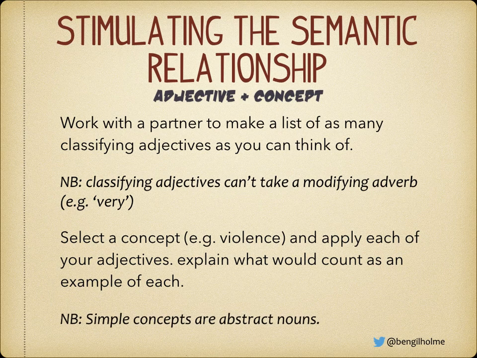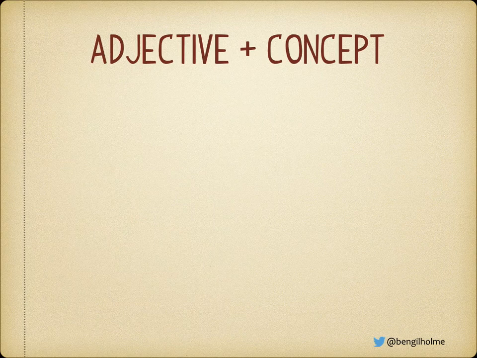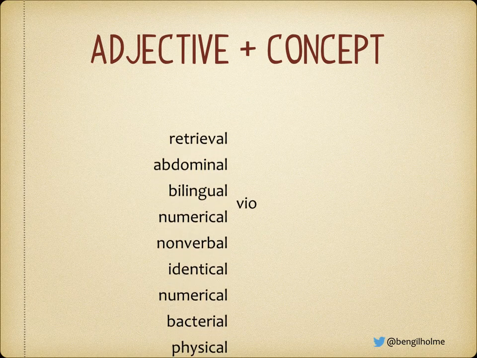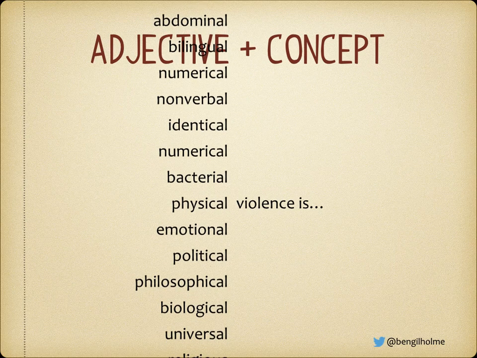So simple concepts are abstract nouns, by the way. So you can see that I've got here a list of classifying adjectives, and my concept is violence. So I'm going to say, well, what is an example of physical violence? Again, this is where you have to assume that it's going to be right. You're not looking at it and going, is it right, is it wrong? You're going, it is right, I have to somehow work out how it's right. So physical violence is a pretty simple one. Basically, one person doing damage to another person, or not necessarily a person, but basically some kind of violence in the physical world. Pretty simple.